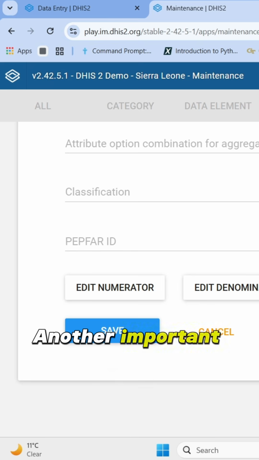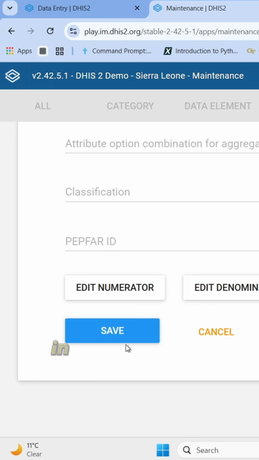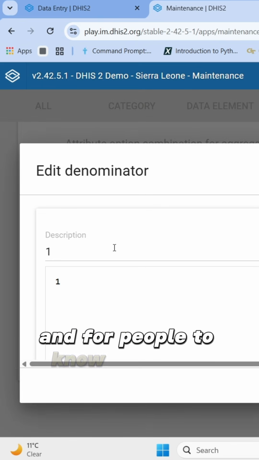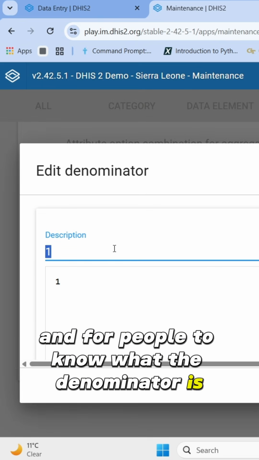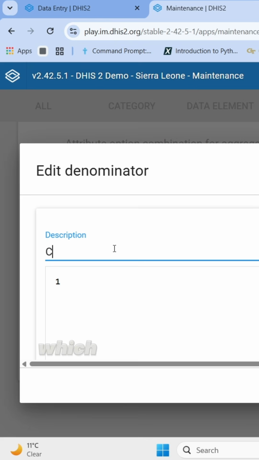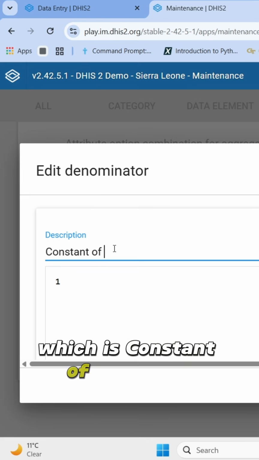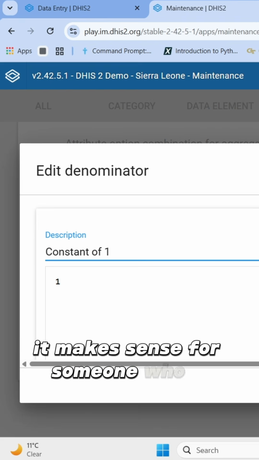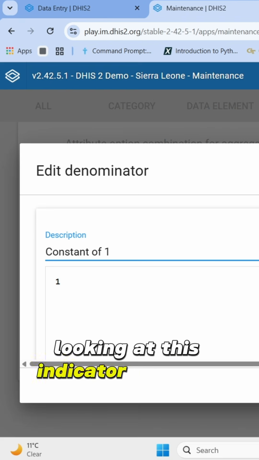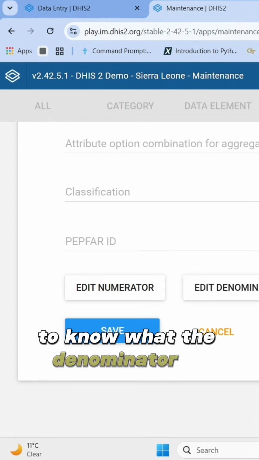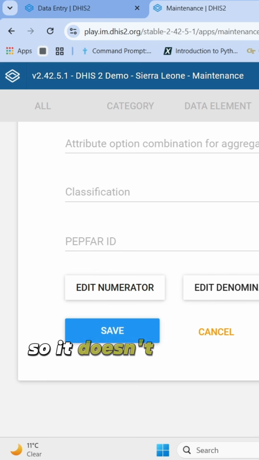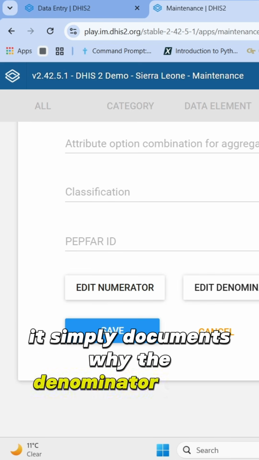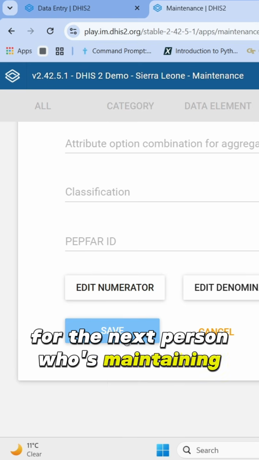Another important thing worth pointing out in terms of the denominator, for future reference and for people to know what the denominator is, I will add this in the description, which is constant of 1, because it makes sense for someone who is looking at this indicator in future to know what the denominator is supposed to do. So it doesn't affect any calculation. It simply documents why the denominator exists for the next person who's maintaining the system.